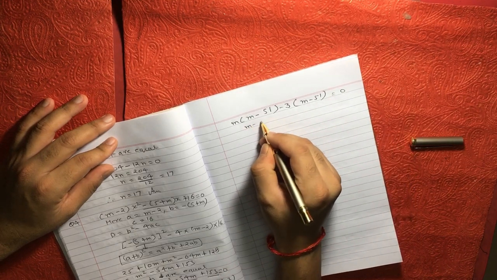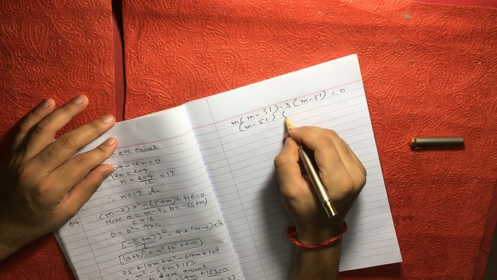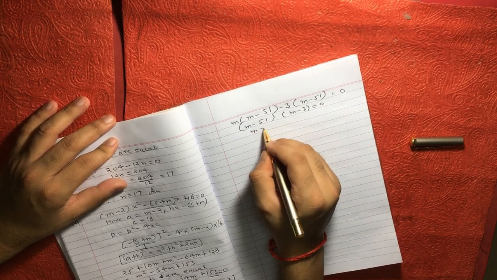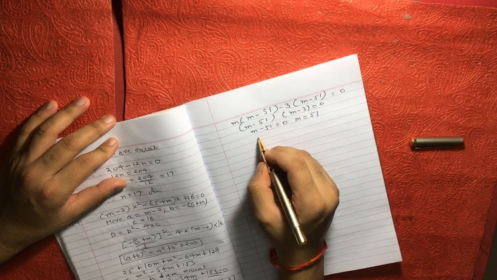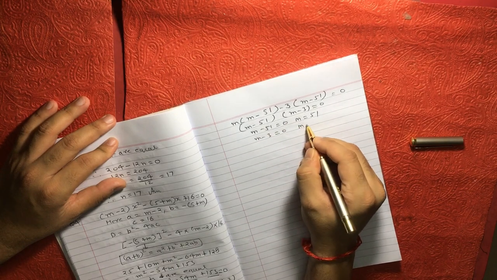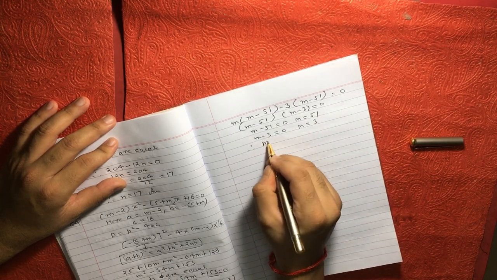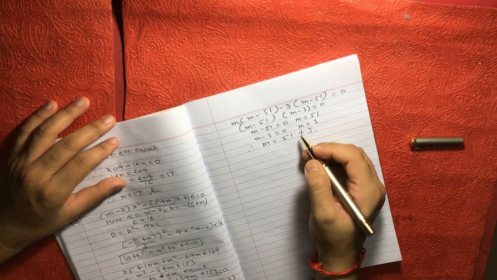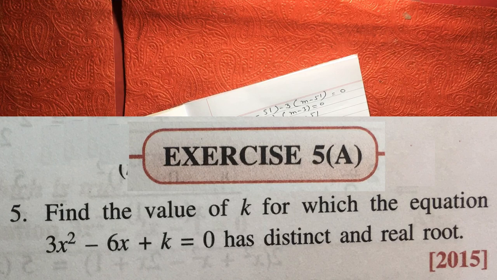So here we have two conditions. One is m minus 51 and another is m minus 3, this is equal to 0. Then m minus 51 is equal to 0, then m is equal to 51, that's one, and in case of this one, m minus 3, then m is equal to 3. Therefore the value of m will be 51 and 3. So that's all about question number 4. Now we have the last question of this exercise, which is question number 5.